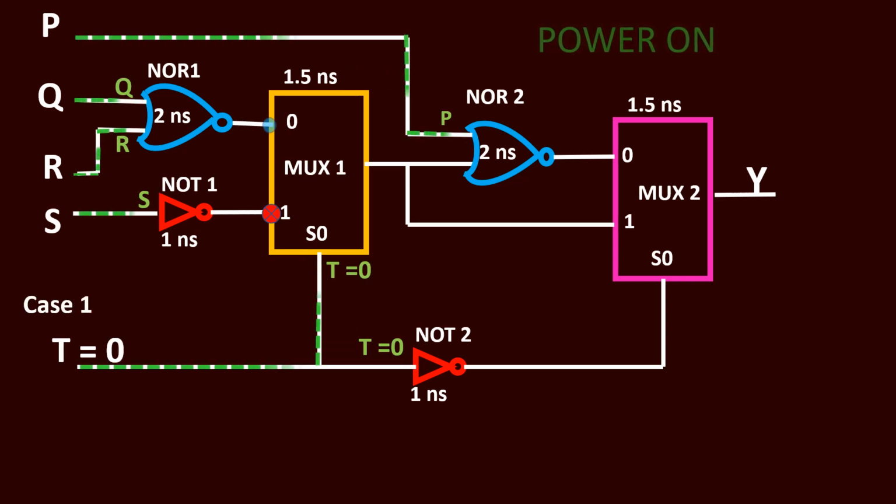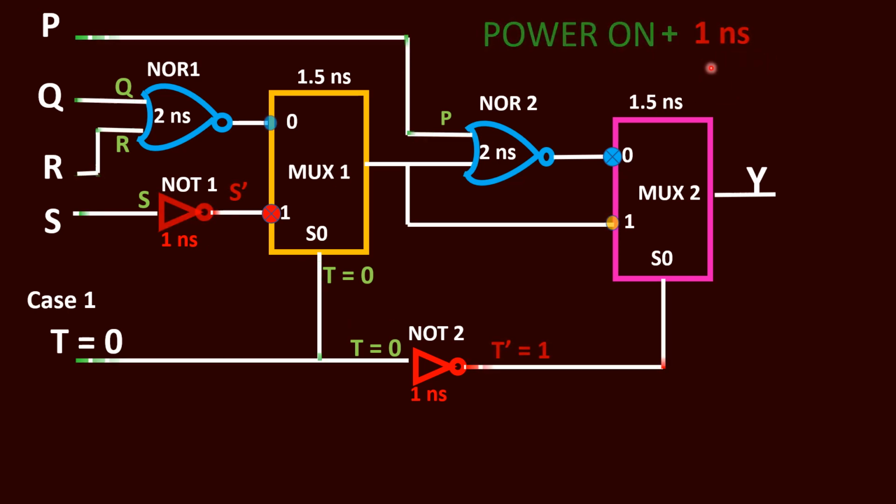So we start with case 1 and in this case T is equal to 0 and we switch on the power. So this P input is applied here to this NOR gate and this Q is applied to this NOR gate and R is applied here and this S is applied to this NOT gate and this T equal to 0 is applied to this selection line as well as to this NOT gate. Because of this T input, the selection input is equal to 0. So that means this 0th input line is selected. That means it is open to accept the input, but this line is blocked.